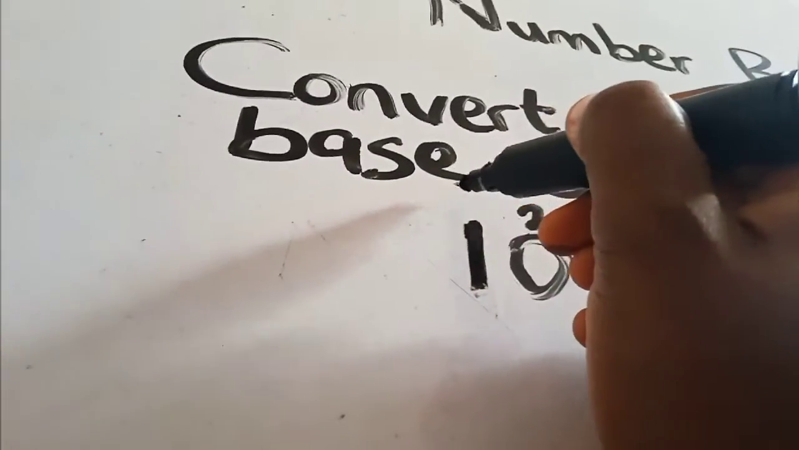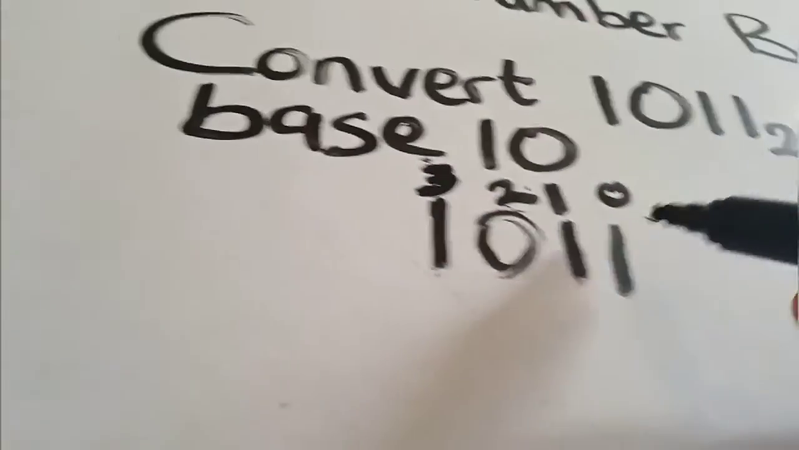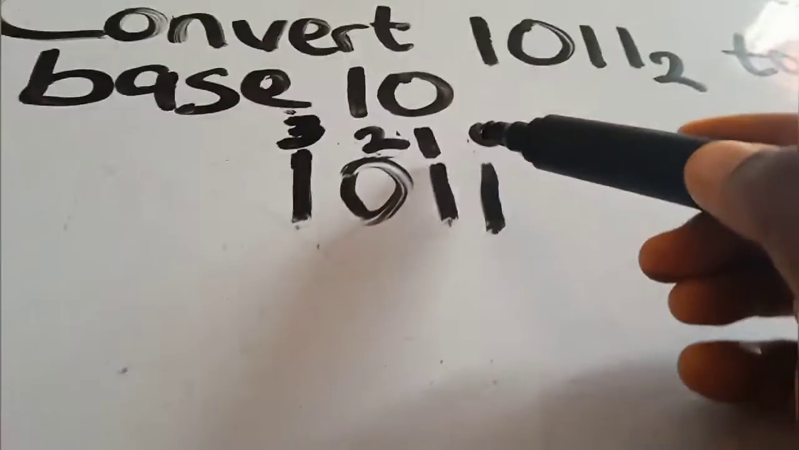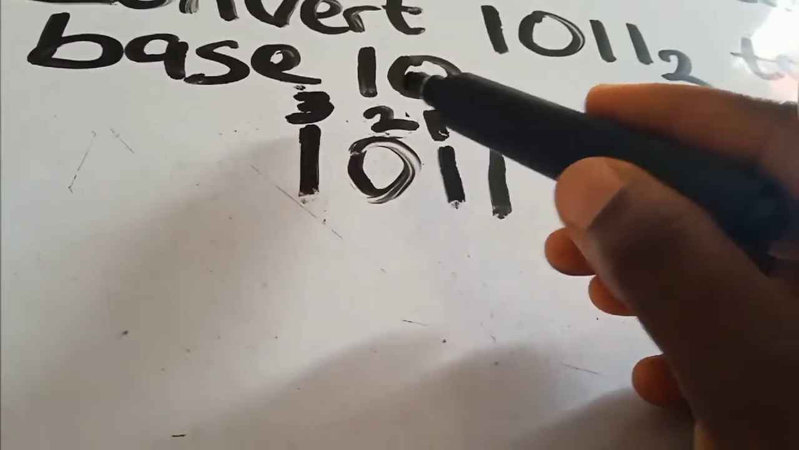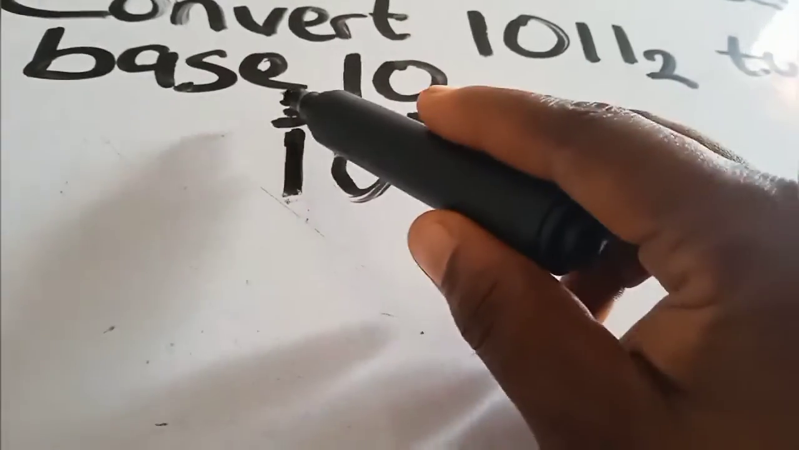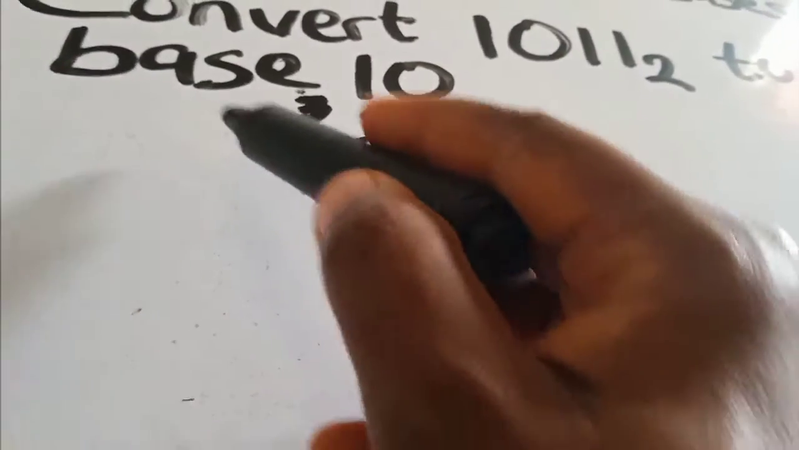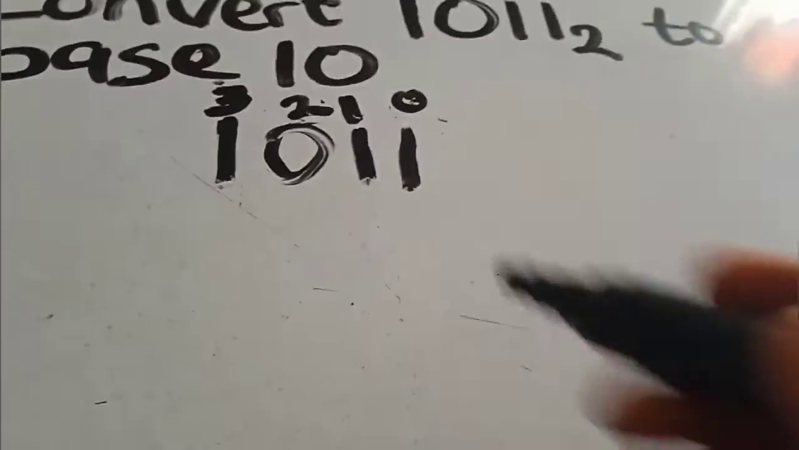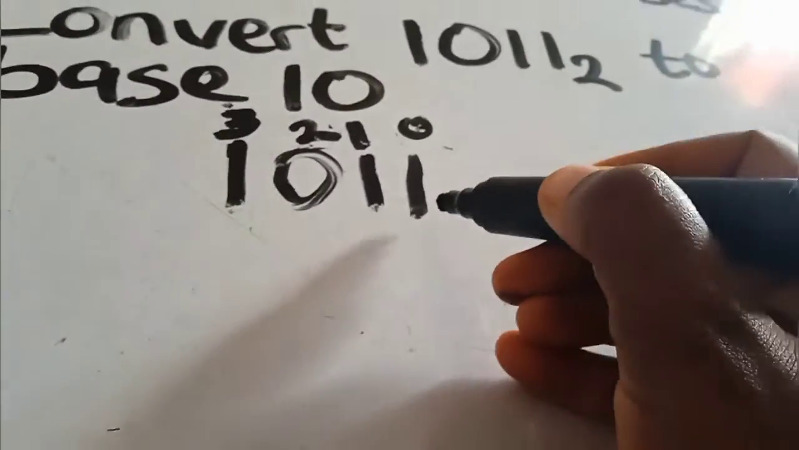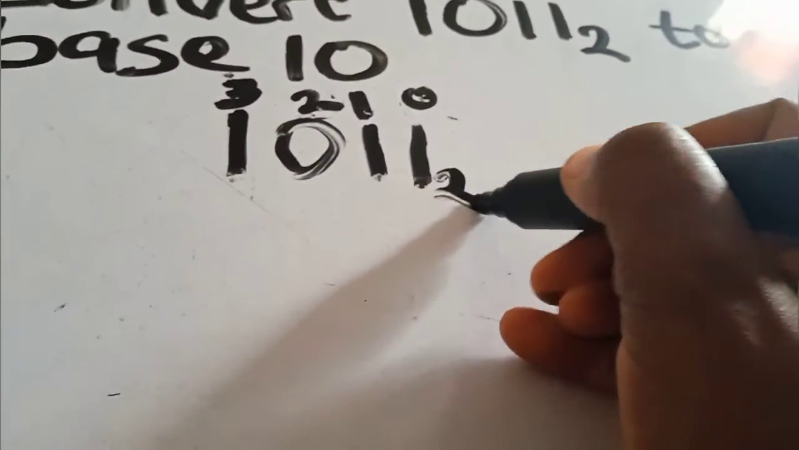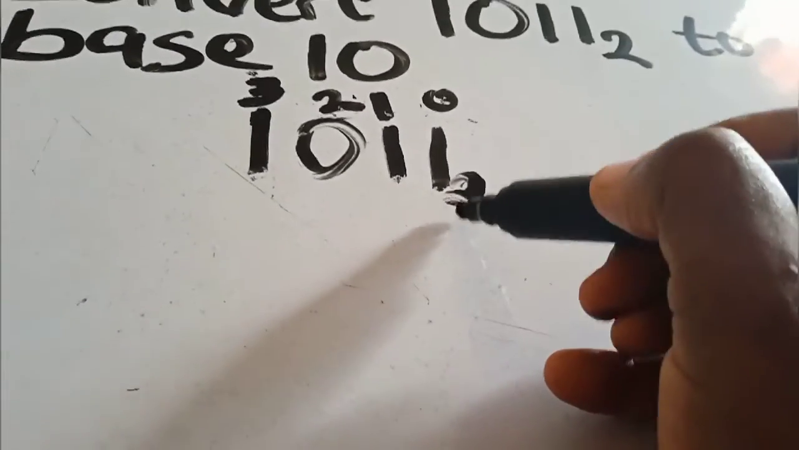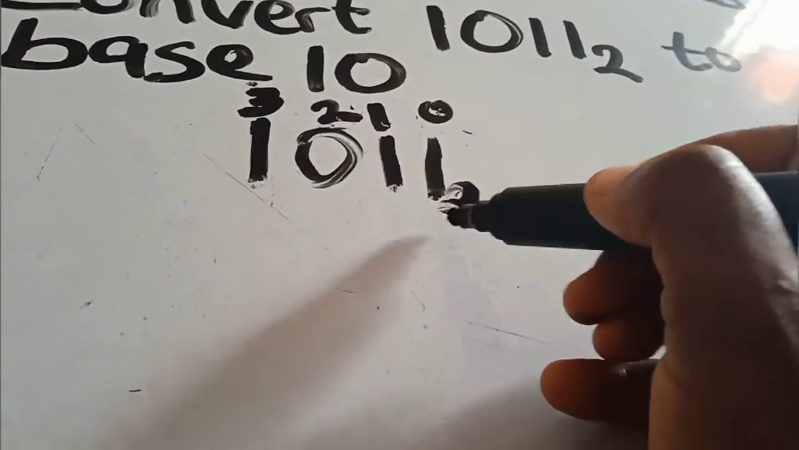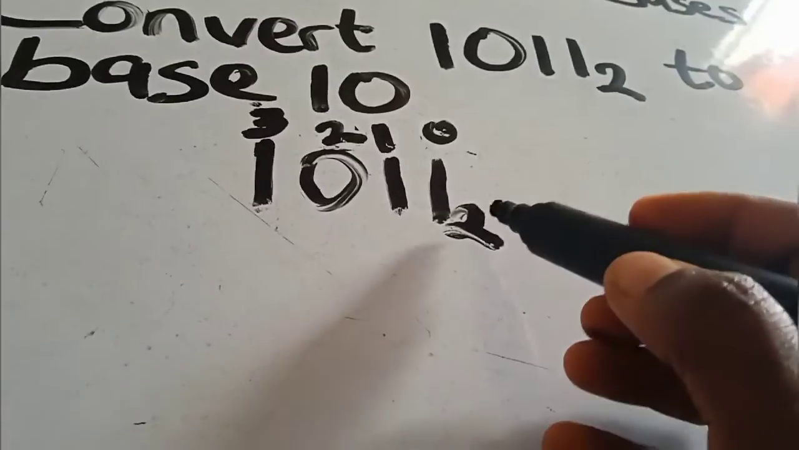This is raised to power 3. So the place values of each of these digits have been listed: 0, 1, 2, and 3. If I have another digit here, the place value will be 4. I know this number is in base 2, and always remember, our bases are always written as a subscript to that number. This number is in base 2.